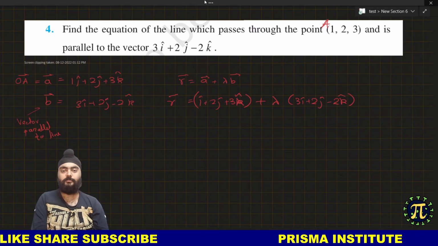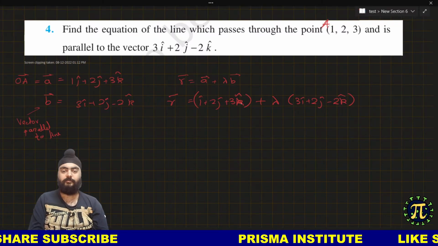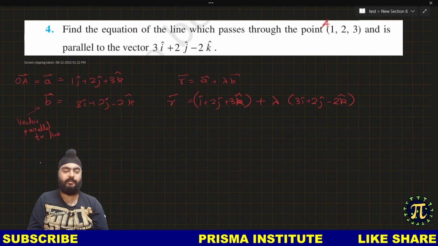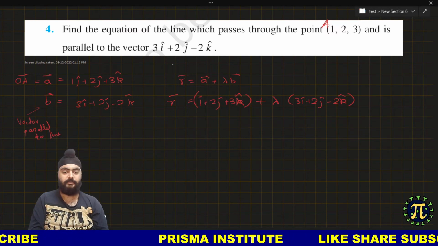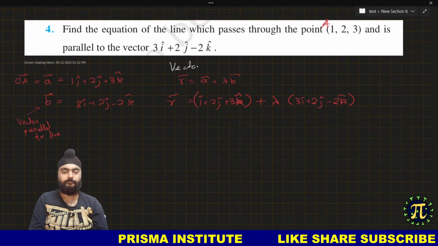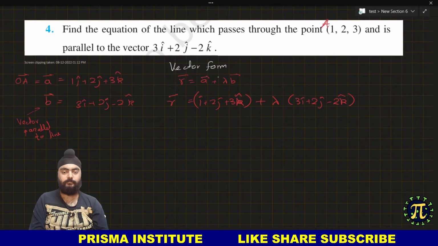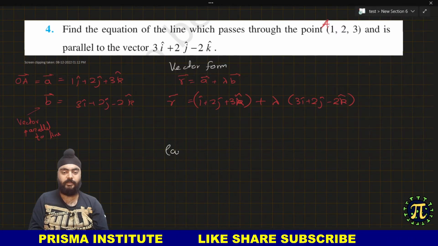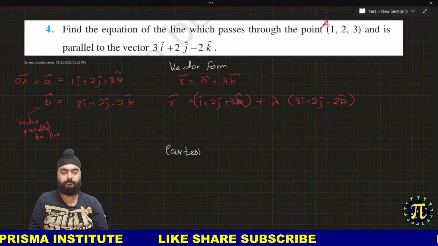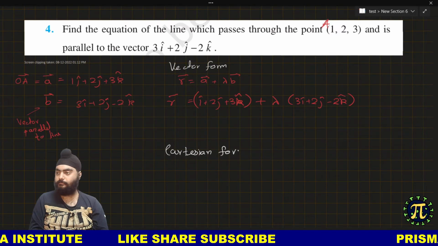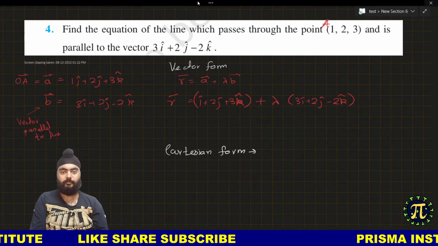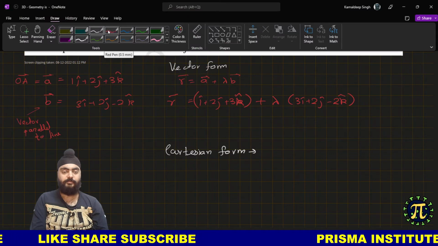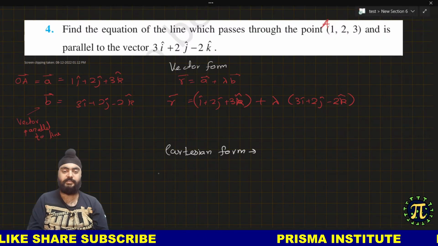We can also find the Cartesian form. We can convert it or we can write directly also. The Cartesian form के लिए, so this is the vector form. Cartesian form के लिए, what do we require? So Cartesian form के लिए form is एक point और direction given होती है, तो x minus x1 by a.